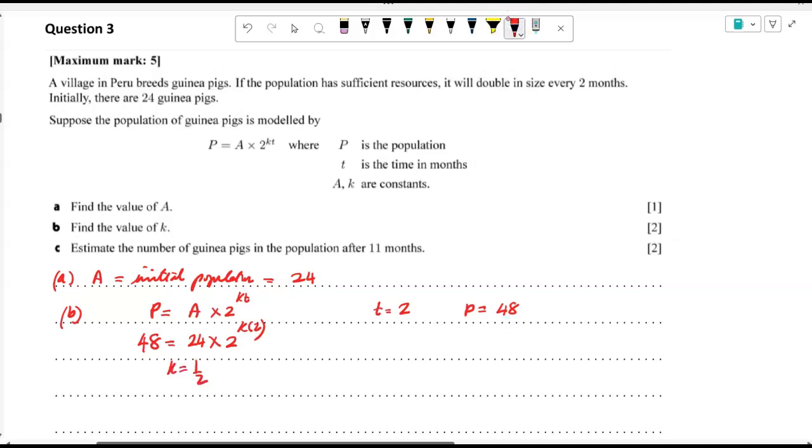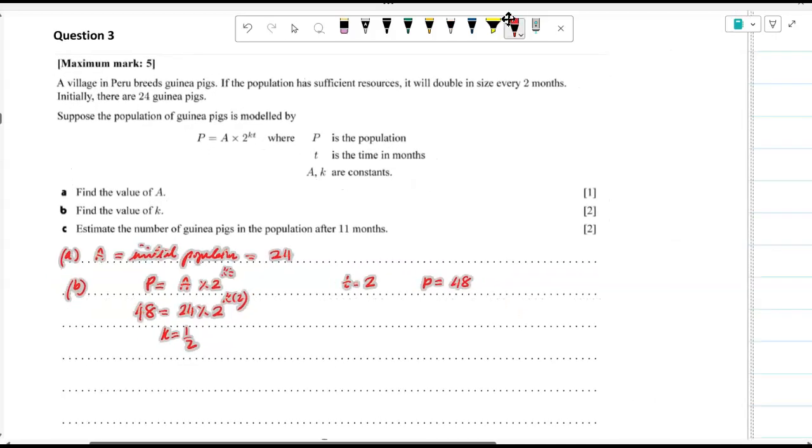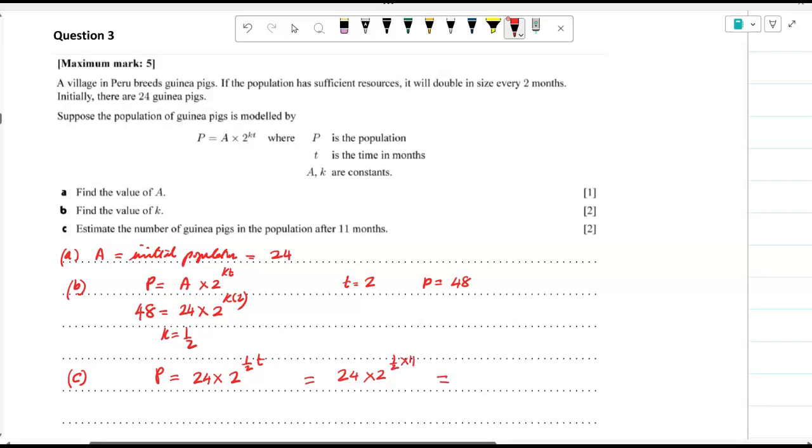Okay, then estimated number of guinea pigs after 11 months. So what will you do? So now what does the model become? P is 24 into 2 raised to half into t. Now put your t as 11. And you just put it in your calculator. 24 into 2 raised to half into 11. 1086. So 1086 guinea pigs.